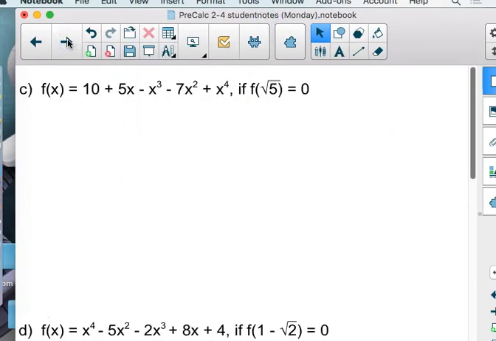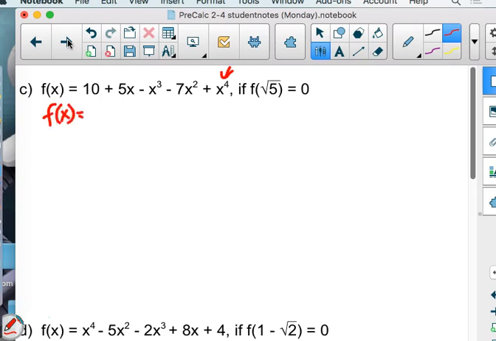So the next problem, part C. F of x equals 10 plus 5x minus x cubed minus 7x squared plus x to the 4th. So what I notice about this is it is a degree 4 polynomial. And I see that it obviously is not in the right order. And because we're going to end up using synthetic, we really want to put that in order. And while you're doing it, you can think, okay, I've got 4, 3, 2, 1, 0. They are all there while you're reordering this in standard form.